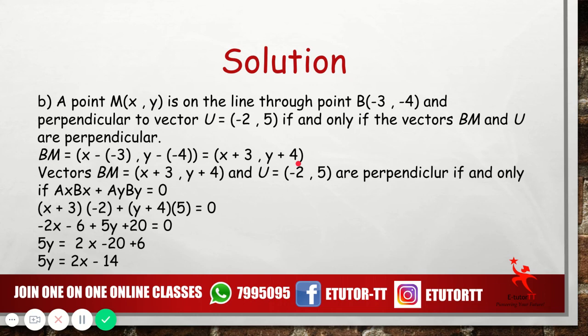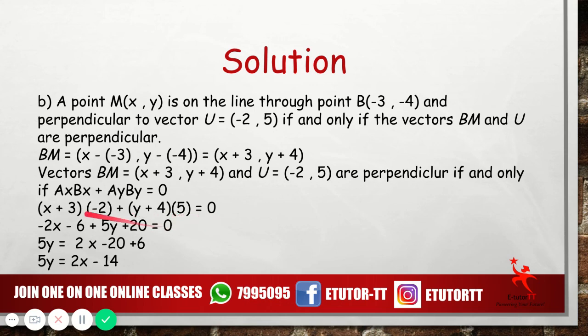Now vectors bm is equal to x plus 3 and y plus 4, and u is equal to negative 2, 5. They are perpendicular if and only if ax bx plus ay by equals 0. So now we have ax is equal to x plus 3, bx is equal to negative 2, ay is equal to y plus 4, by is equal to 5, and those two plus each other is equal to 0.